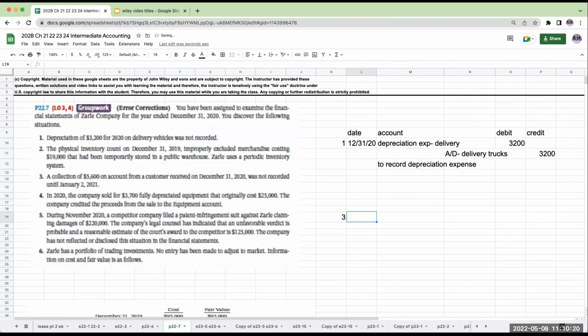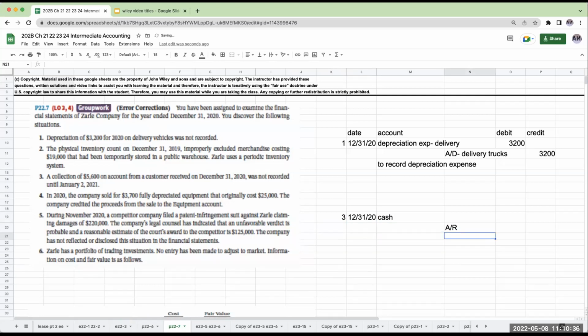A collection of $5,600 on account from a customer was received on December 31st, 2020, and not recorded until January 2nd. So if we got the money on 12/31/20, I'm going to debit cash. I'm going to credit accounts receivable. Now, more than likely, I would also have to reverse out that entry on January 2nd. But if I got the money on December 31st, that's when I would want to go through and record it.